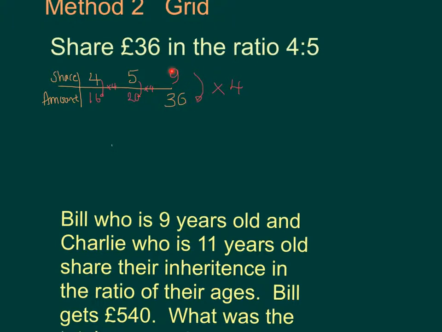36 divided by 9 is 4. 9 times 4 is 36. 5 times 4 would be 20, and 4 times 4 is 16. 16 and 20 is 36, so I know it works. I'm basically saying each part is worth 4. 5 parts is going to be worth 20. 4 parts is 16. Okay, that's where you've been given the total amount.